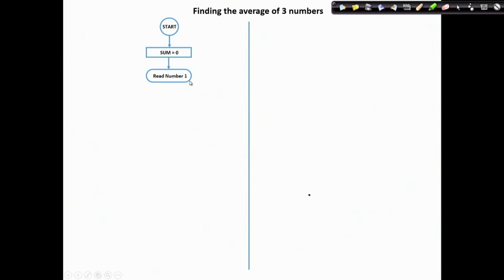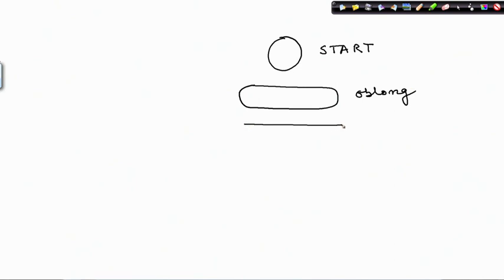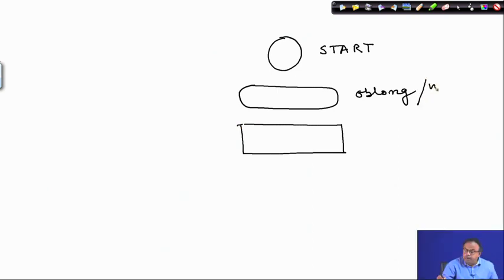Now, here I would like to state a few things. A flowchart has some basic fundamental elements. This one you have already seen, that is a start symbol. Now, this figure is known as oblong. This figure is a rectangle. Now, this oblong is actually used for input and output specification, wherever I need to do some input or the system provides me some output.